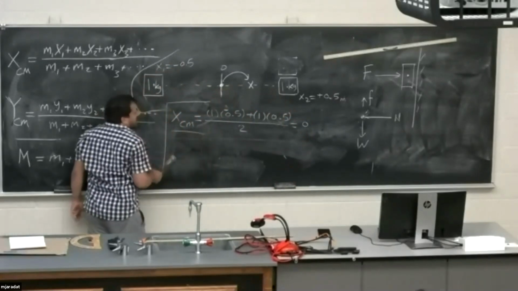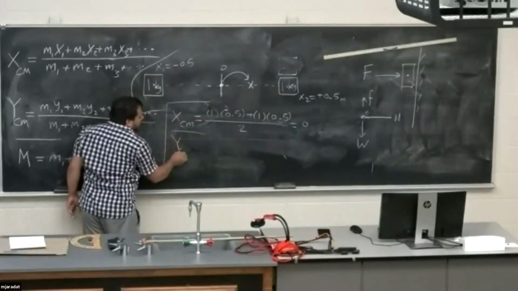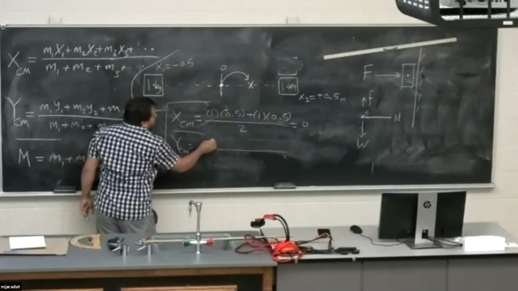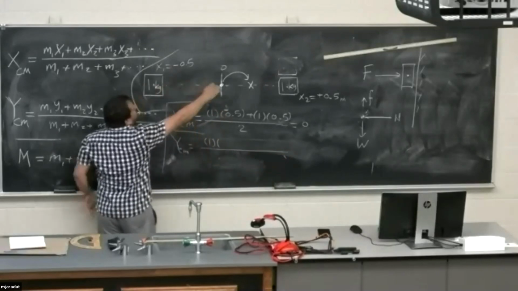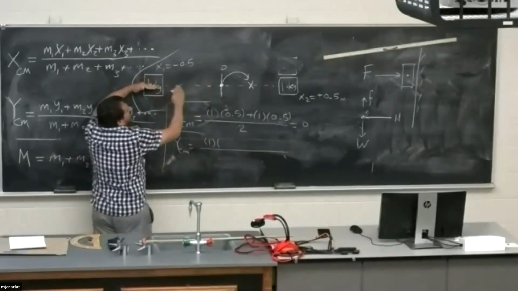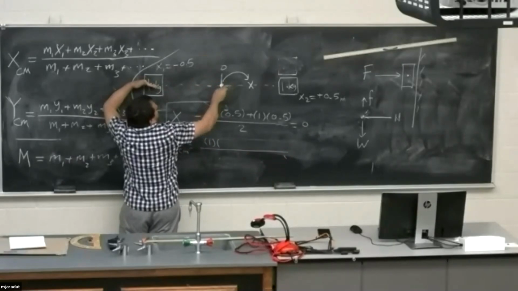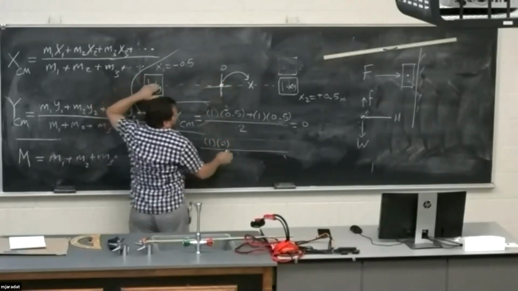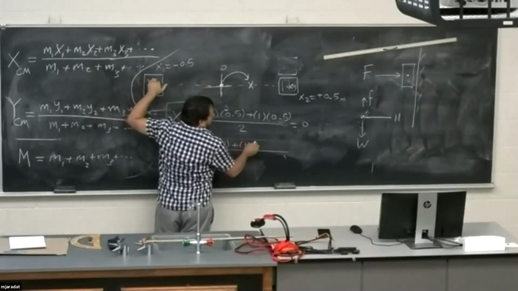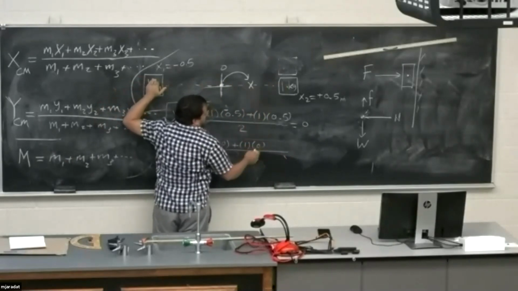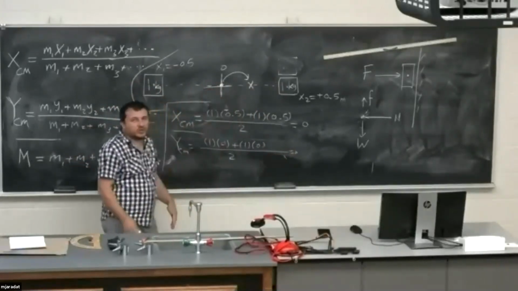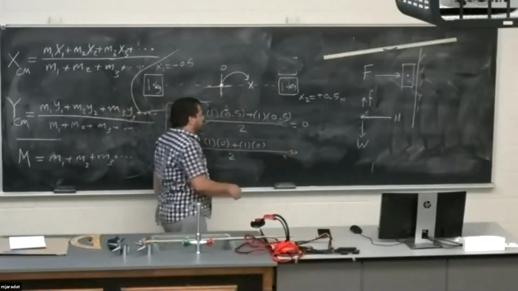What about y center of mass? This is simple. The y position of this mass, how much is it? The y is 0, plus 1 multiplied also by 0, over 2, will be 0 also. So the center of mass is at 0, 0. This is a dummy example.